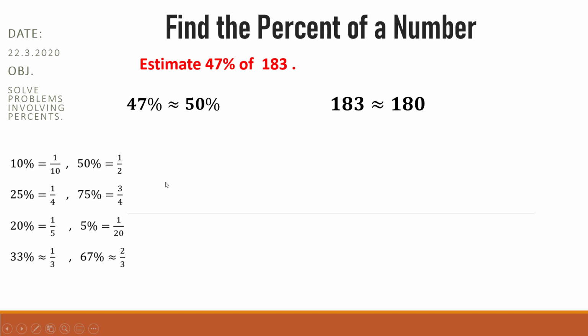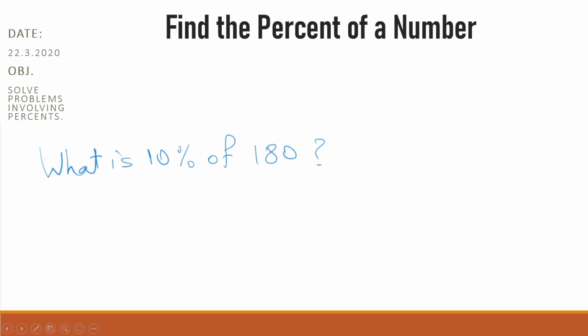And now 50% of 180, that's half of 180, and half of 180 is 90. Excellent. So 47% of 183 is about 90. Okay, now let's solve some questions.